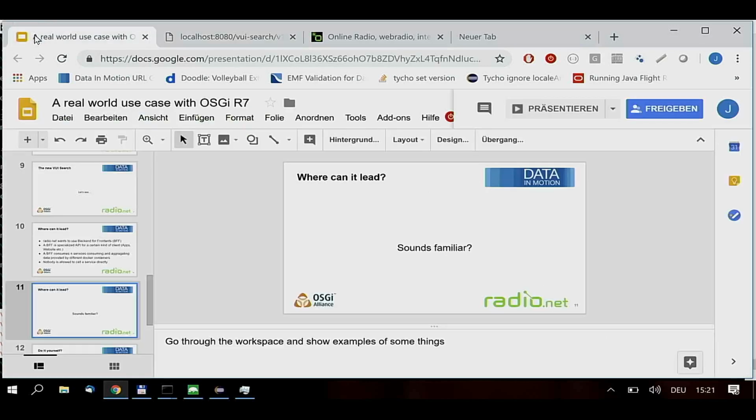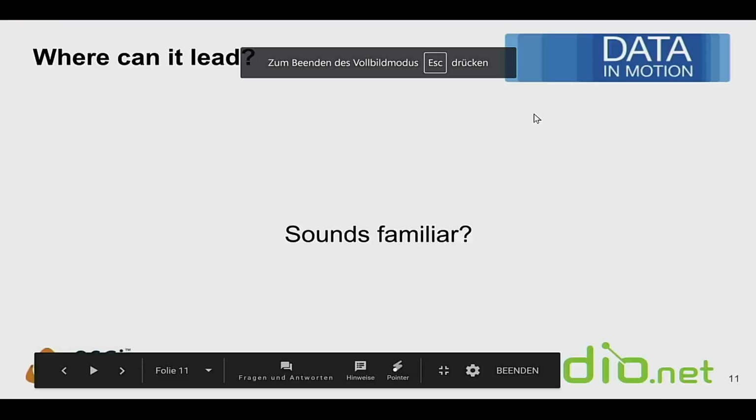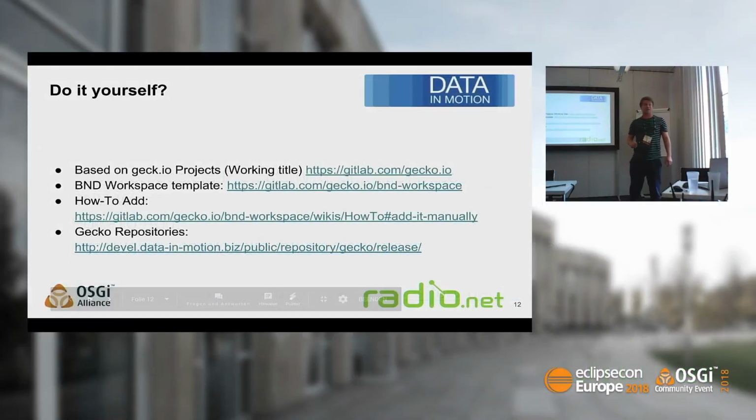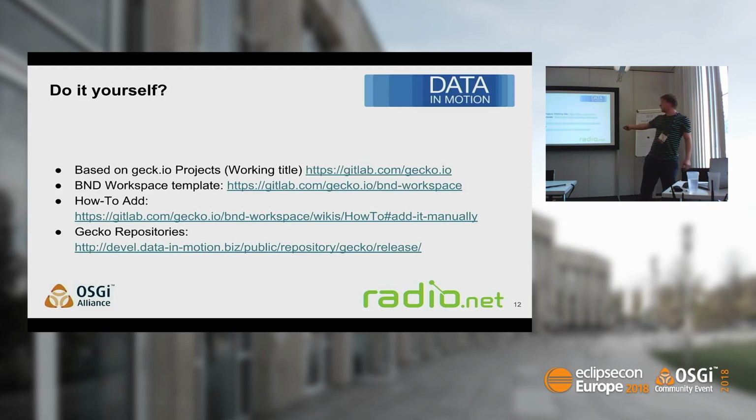So to finalize here, so everybody can go and have their break. If you want to try something like this yourself, like I said, this is based on our Gecko.io stuff. We have a workspace template for BND you can use, which gives you a prepared workspace with most of the R7 specifications inside it. It's a little bit like the old enRoute workspace, so you can just use it. We have an installer for it, a small how-to, and all our other implementations that Gecko.io provides can be found under these repositories, but they will also be included in the template.